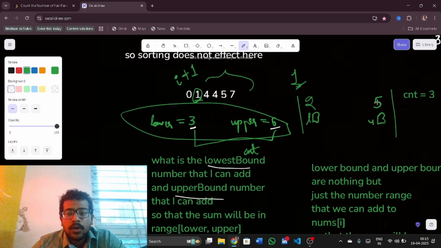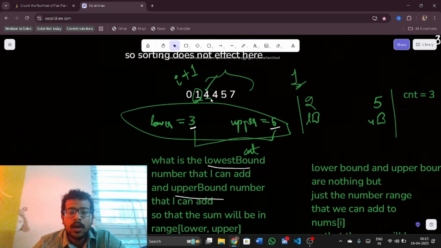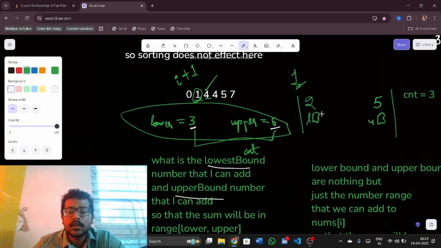Will 4 come between 2 and 5? Okay, it will come. Now I am considering 4. Now I have another 4. Will 4 come in the range lower bound and upper bound? Yes. Will 5 come in the range lower bound and upper bound? Yes, consider it. Will 7 come under lower bound and upper bound range? No, I am not considering it.